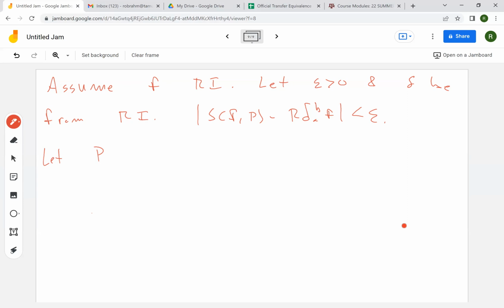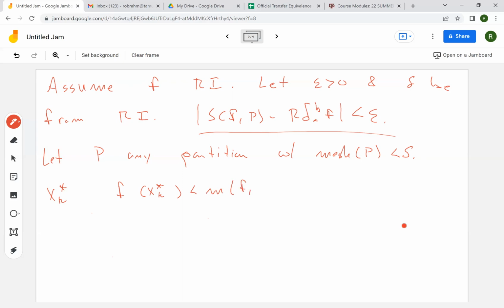Okay, so let P be any partition with the mesh size of P being less than delta. Riemann integrability says that this is less than epsilon no matter what my sample points are. So I want to pick cleverly chosen sample points. I want my sample points x_k star to satisfy f of x_k star is less than the infimum of f over the interval x_k to x_{k+1}, plus epsilon. So this is the infimum of f over the interval.